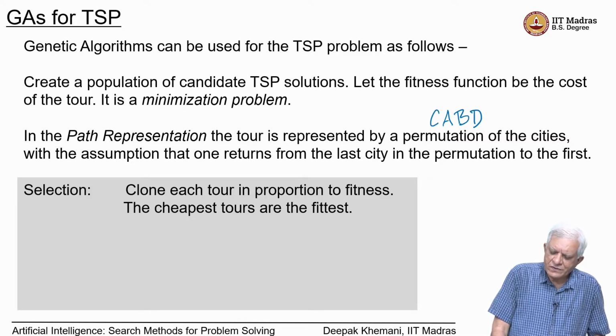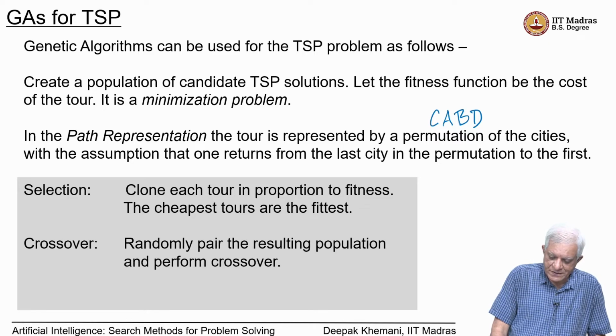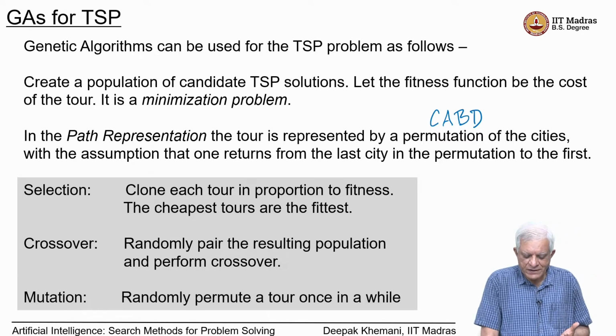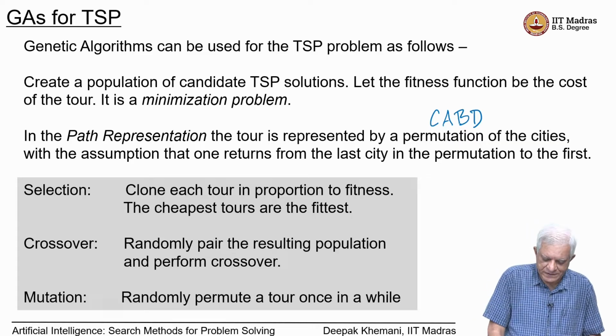So, if you remember, our genetic algorithm starts with the selection process where we clone each tour in proportion to fitness. In our case, the cheapest tours are the fittest tours. Then we randomly pair the resulting population and perform crossover, and once in a while we might do a random mutation in the candidate.